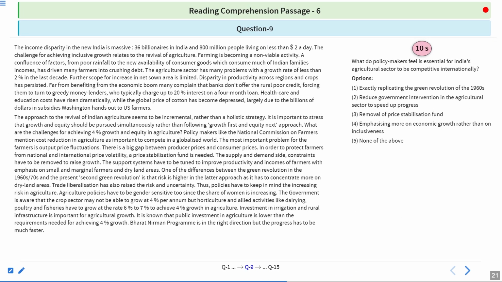What do policymakers feel is essential for India's agriculture sector to be competitive internationally? Options are exactly replicating the green revolution of the 1960s, reduce government intervention in the agriculture sector to speed up progress, removal of price stabilization fund, emphasizing more on economic growth rather than on inclusiveness, and none of the above. You have 10 seconds to choose accordingly.